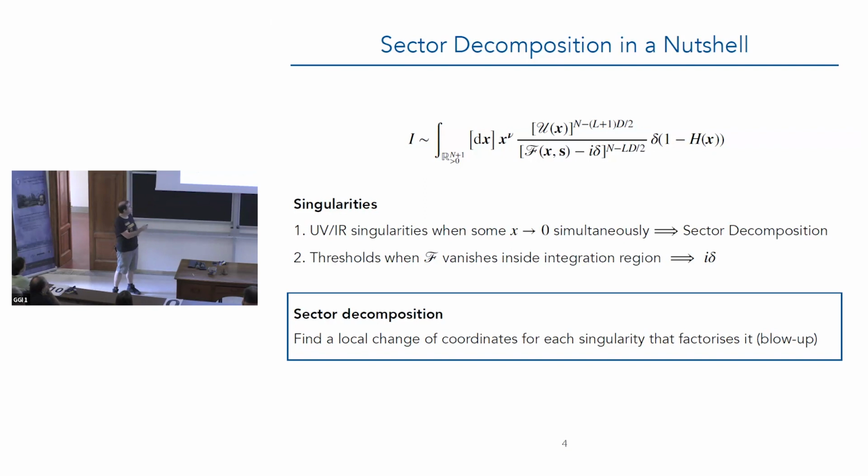Then, of course, we can have thresholds when the F polynomial vanishes inside the integration region, and we try to deform our integrand around these via this i delta prescription. So in short, sector decomposition is a local change of coordinates for each singularity that factorizes it, which is closely related to blowups in the mathematical literature. This is the goal of sector decomposition.